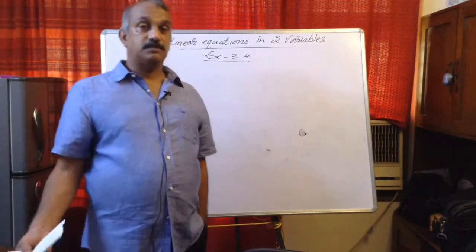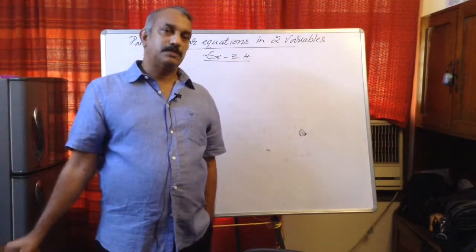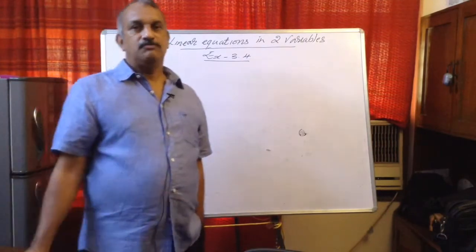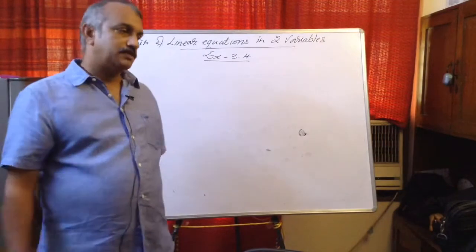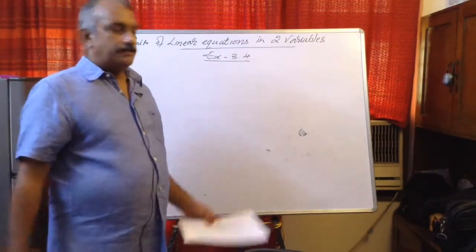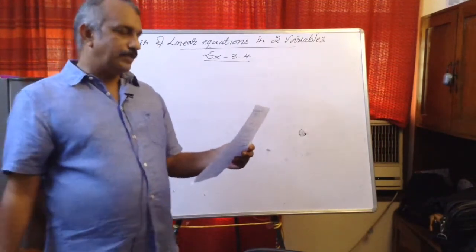Objective type does not necessarily mean choosing the correct one out of four options. Maybe fill in the blanks, or write the answer in one word, or find a value, etc., and 4 options will be given. So practice accordingly. Now we'll do exercise 3.4.